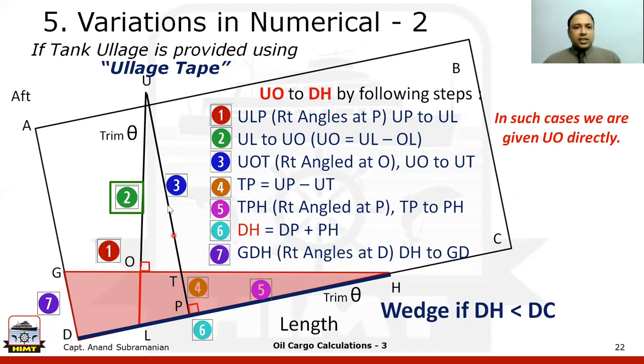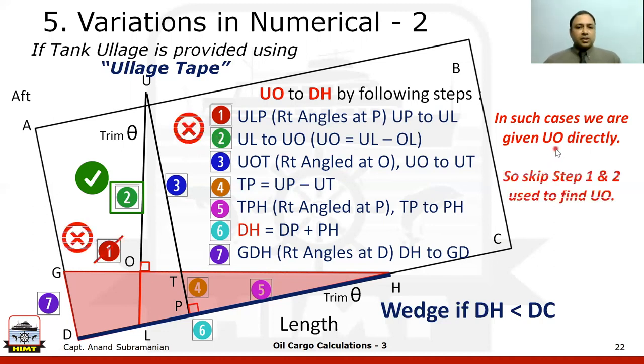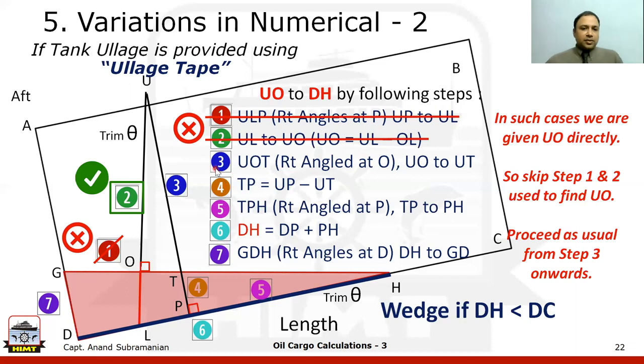The second variation is if an ullage tape is given. That means if the tank ullage is given using an ullage tape, what is given to us is UO and not OL. If UO value is given to us, I don't have to do step number 1 because we already have UO in hand. So we are not going to do steps 1 and 2. We can directly skip steps 1 and 2 and go to step number 3, and proceed as usual from step number 3.